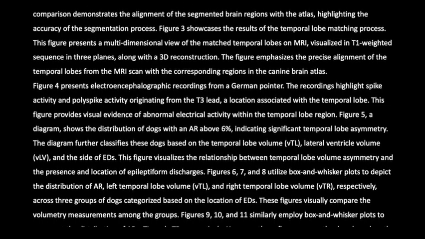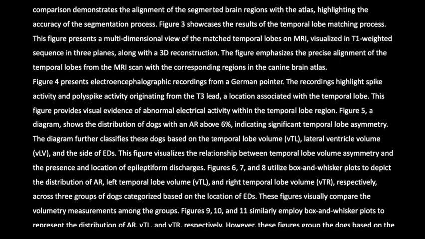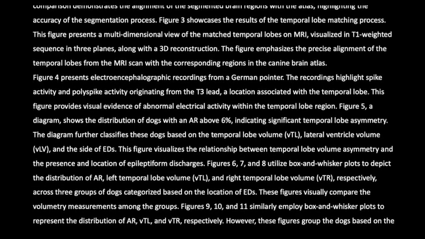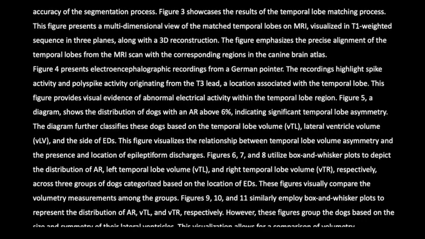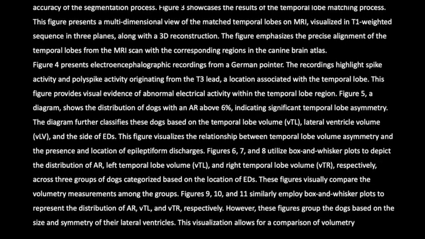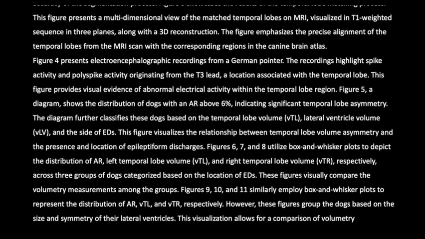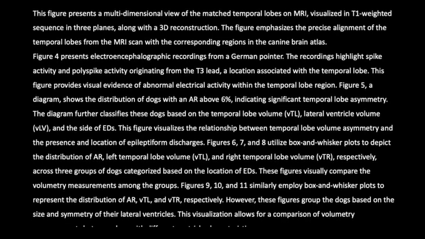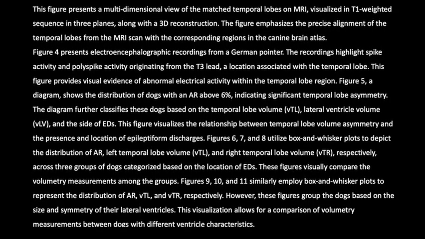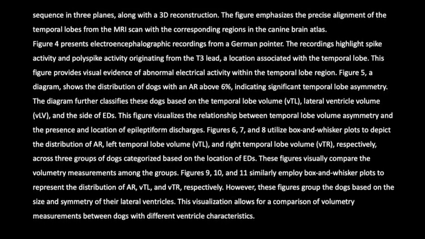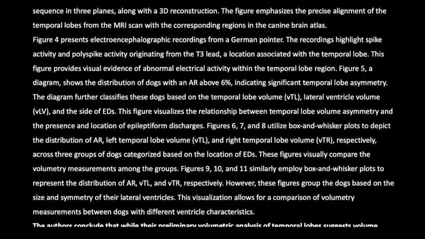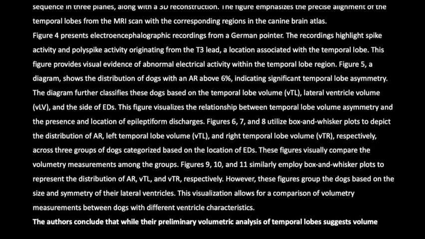Figure 5, a diagram, shows the distribution of dogs with an AR above 6%, indicating significant temporal lobe asymmetry. The diagram further classifies these dogs based on the temporal lobe volume, VTL, lateral ventricle volume, VLV, and the side of EDs. This figure visualizes the relationship between temporal lobe volume asymmetry and the presence and location of epileptiform discharges.